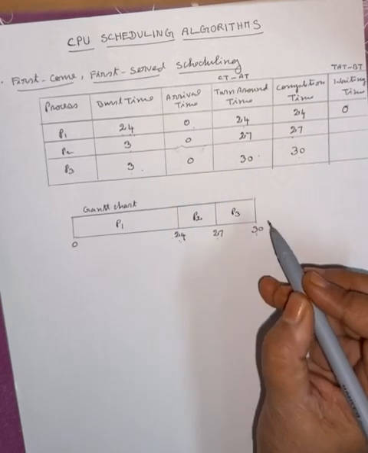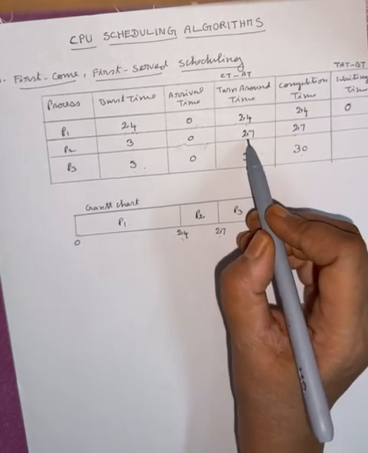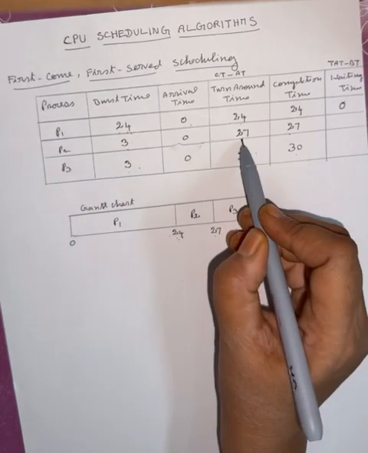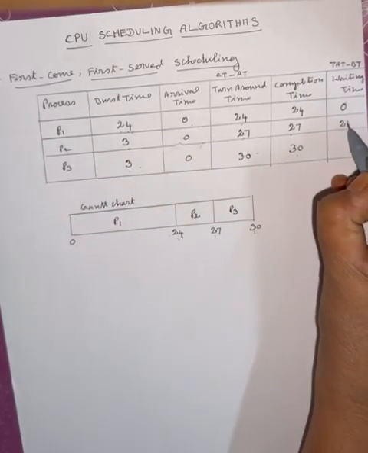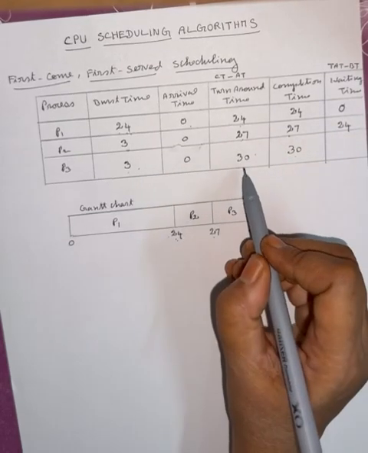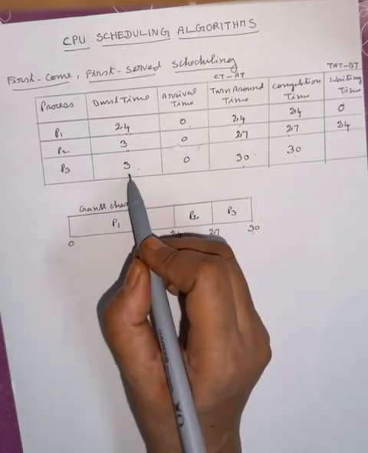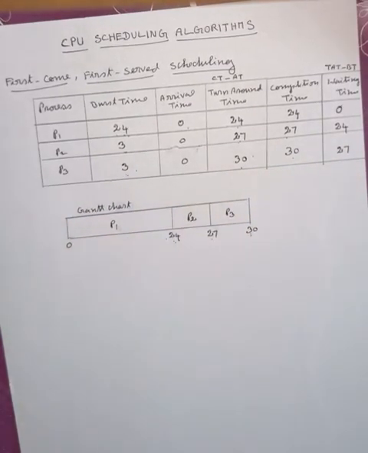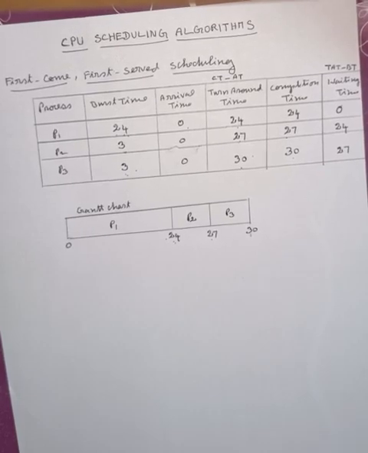We are getting waiting time as 0. For the second process P2, its completion time is 27, so its turnaround time is 27, and the burst time is 3. So turnaround time 27 minus burst time 3, we are getting 24 as the waiting time. For process P3, its turnaround time is 30 and burst time is 3. So 30 minus 3, we are getting 27 as the waiting time. Now we have calculated turnaround time and waiting time of all three processes.